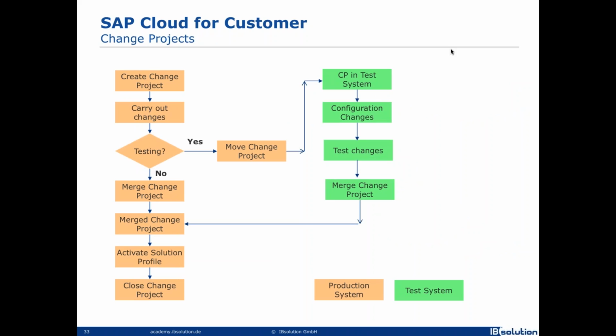Okay, once your system is live and you start working with it, you will somehow have to adapt it according to the new requirements, because you know that the processes change quite often. Here you don't have the traditional transport management system which you know from the old world. Here you use objects which are called change projects. You have one change project for the first implementation, which contains all the basic configurations.